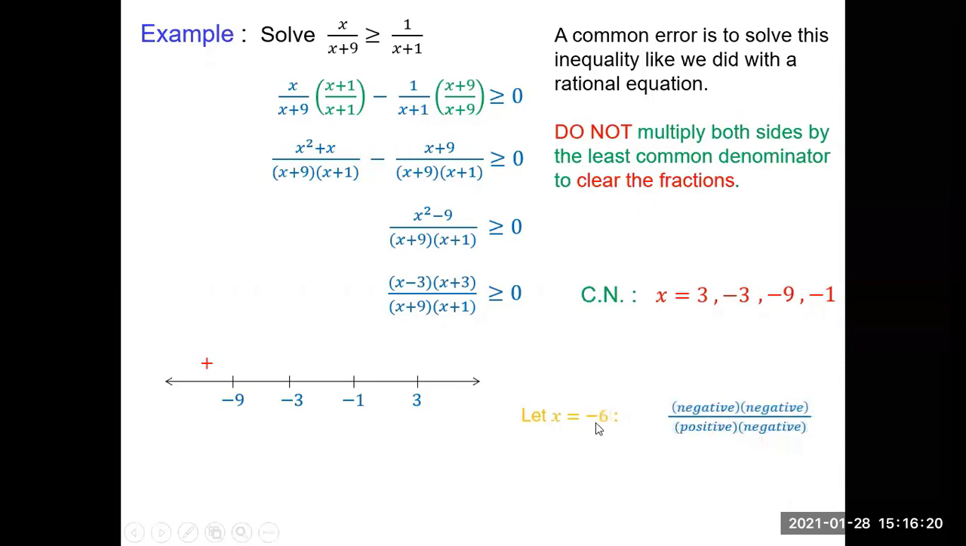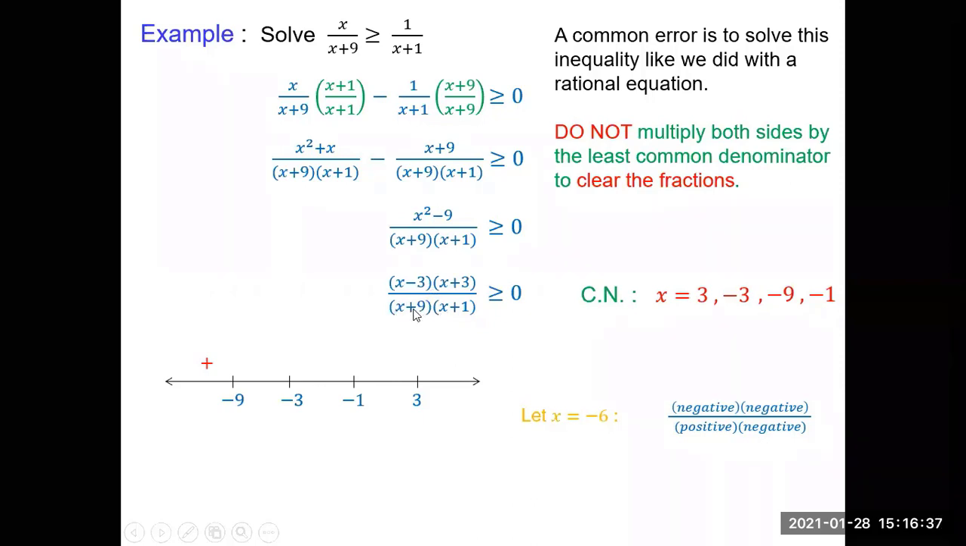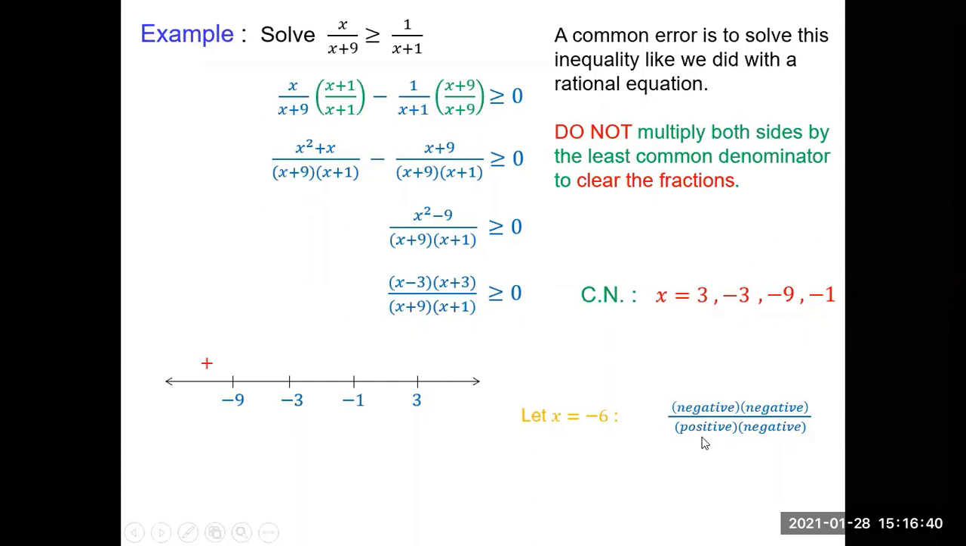So now let's pick something between negative 9 and negative 3. I chose negative 6. So notice that negative 6 is still going to make the first factor on the top negative, the second factor on the top negative, and the denominator negative. But notice that when I plug in negative 6 to x plus 9, I get a positive result. So now the only thing that changes is that I get a positive divided by a negative, which makes the whole output negative. So we know that every value between negative 9 and negative 3 is negative.